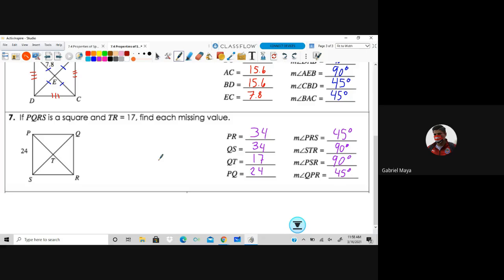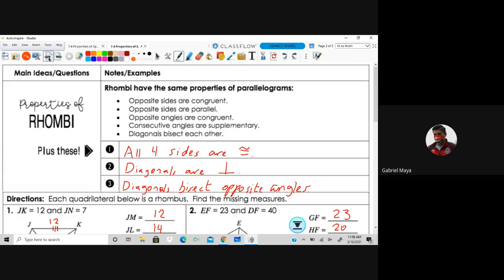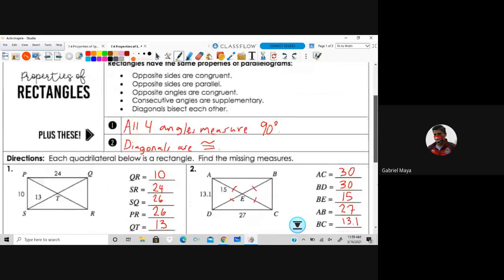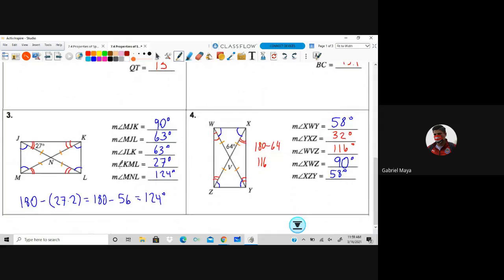Something I like to do a lot of times is draw on the shape, as you guys were able to see when I was doing number 3 or number 4. Number 3 is the one I did for you, and 4 is the one that you guys did. I started drawing things. I immediately figured out what each angle measures. So if you have a shape and you can do that, immediately do that.